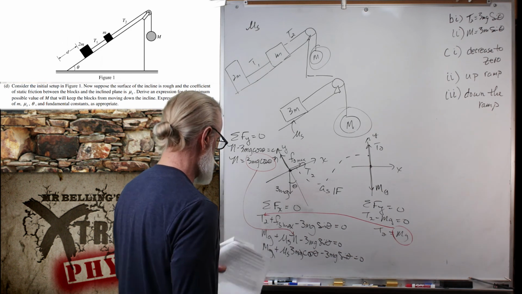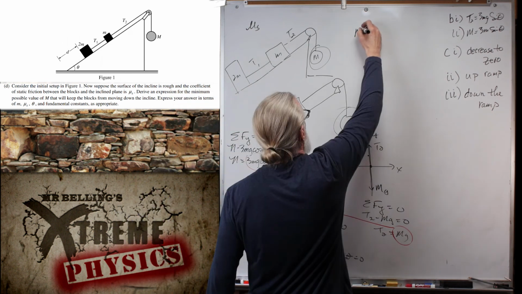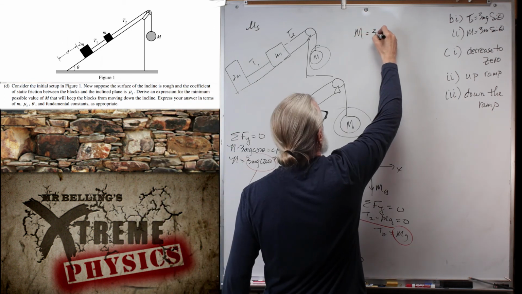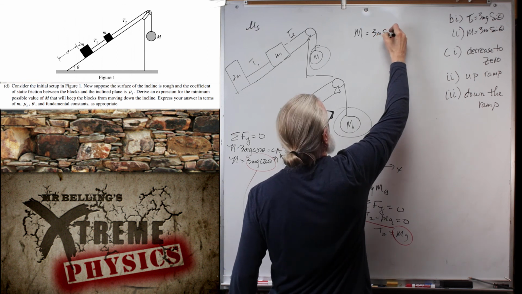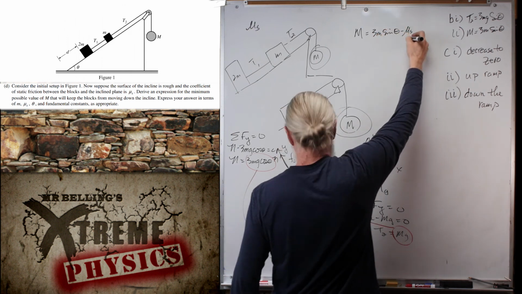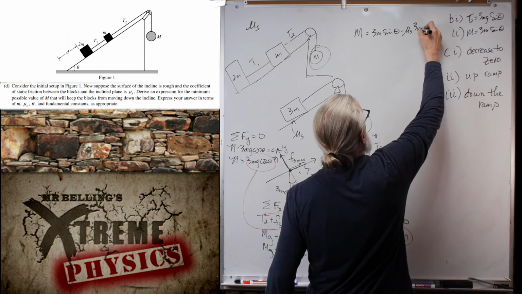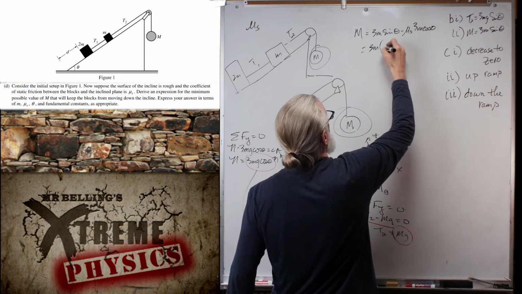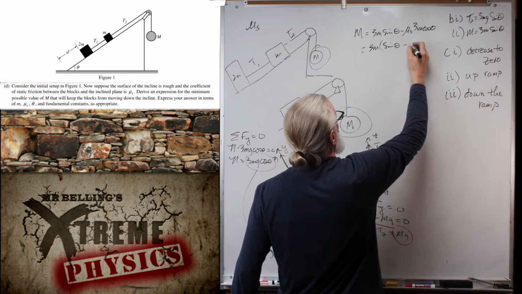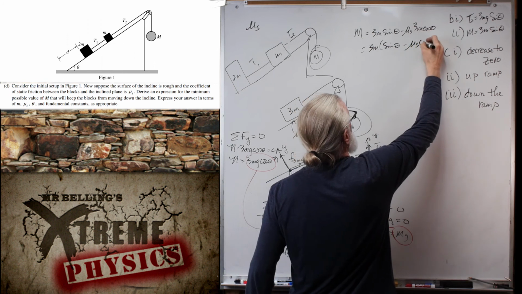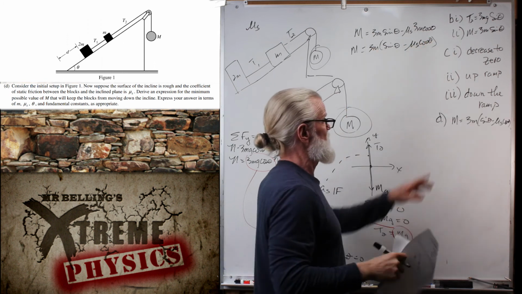All right, so I just need to solve that for m. M equals 3m sine of theta minus mu s 3m cosine of theta. I guess we could say 3m times sine of theta minus mu s cosine of theta. Let's see the units work out.